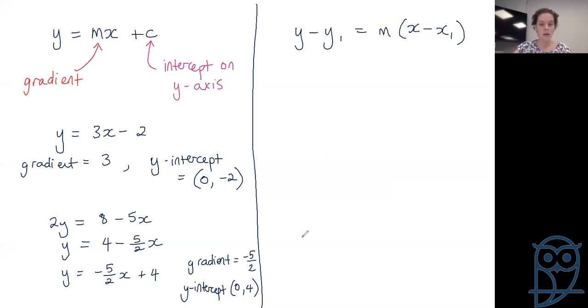Okay, so y minus y1 equals m(x minus x1). Bright green. Green's a good color.